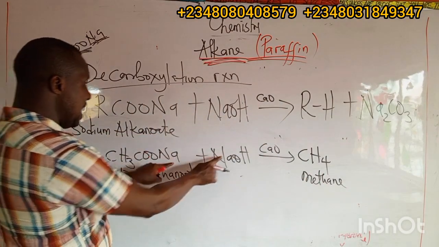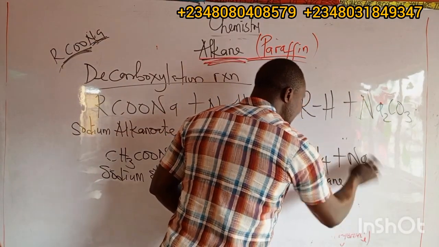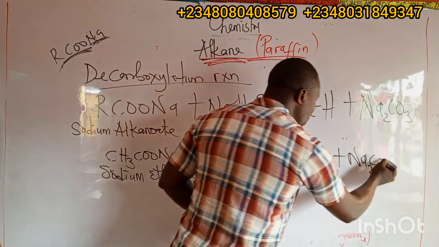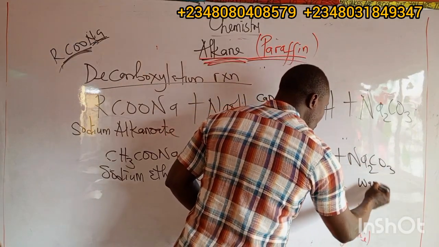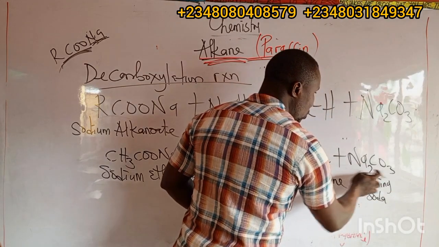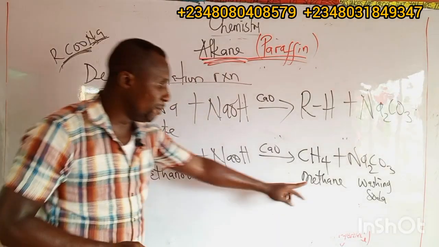Then Na and Na will combine, so we have Na2. Then COO plus another O forms CO3. This is washing soda, sodium carbonate. This is the preparation of methane.